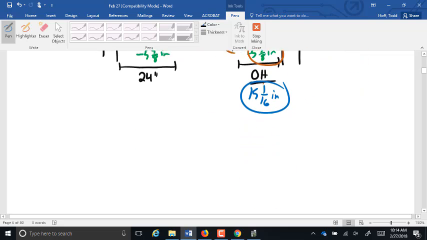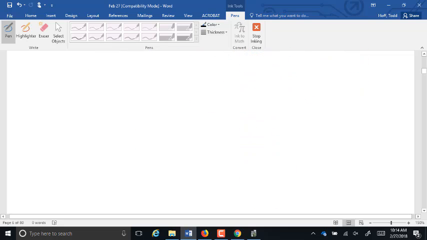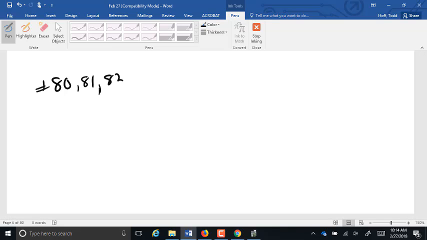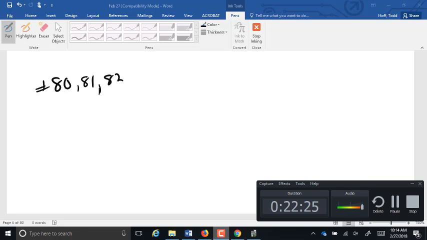What I'm going to have you guys do in our last 5 minutes of the first hour here: number 80, 81, and 82 in your packet. Now for number 81, the overhangs there are 2 foot. You kind of got cut off onto the top of the next page, but those are 2 foot overhangs for both sides on 81. Okay, we'll give you guys a few minutes to work on those.